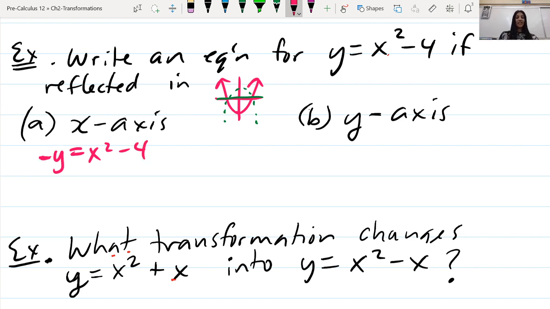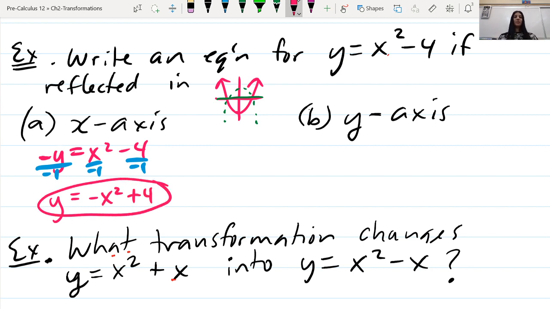We're not going to leave it like that because we never do. We want to always isolate our y and leave it as a positive. But by doing this, I could say, okay, I got to divide that by -1, divide that by -1, and divide that by -1. So y ends up being negative x squared, and this becomes plus 4. So that's actually what my new equation would be.